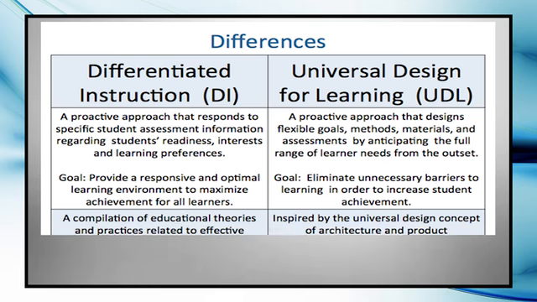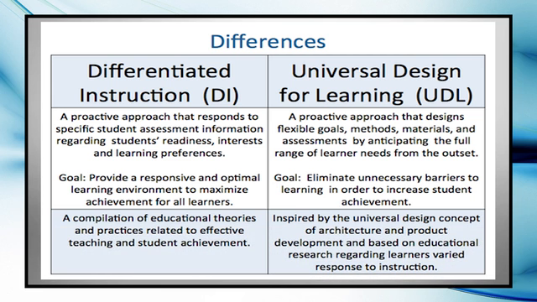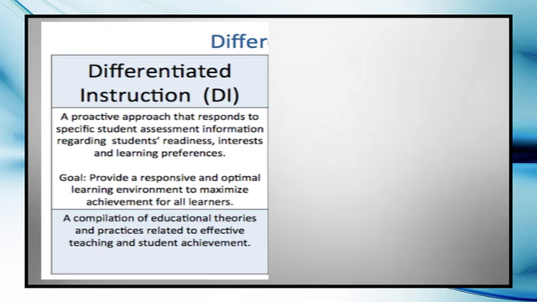In DI, a compilation of educational theories and practices related to effective teaching and student achievement is the foremost, whereas UDL is inspired by the universal design concept of architecture, which is the UD part, and product development, and is based on educational research regarding learners' varied response to instruction. So by now we have a clear idea of the differences and commonalities between differentiated instruction and universal design for learning.